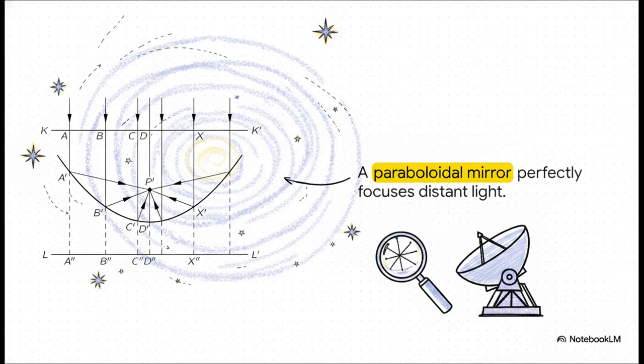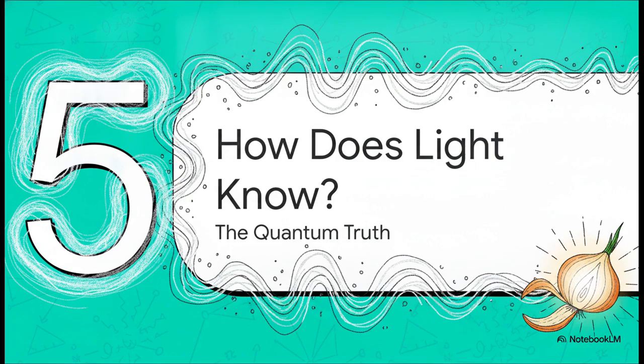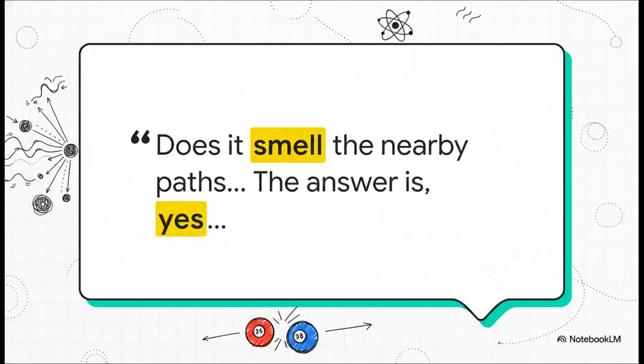Okay, part 5, how does light know? We've reached the climax of this explainer. We know light takes the path of least time, but it's finally time to peel back the last layer of the onion and reveal the strange underlying quantum reality. Legendary physicist Richard Feynman really hit the nail on the head when he asked, does light smell the nearby paths? Does it check them against each other? And the mind-blowing answer is yes, it actually does in a way.